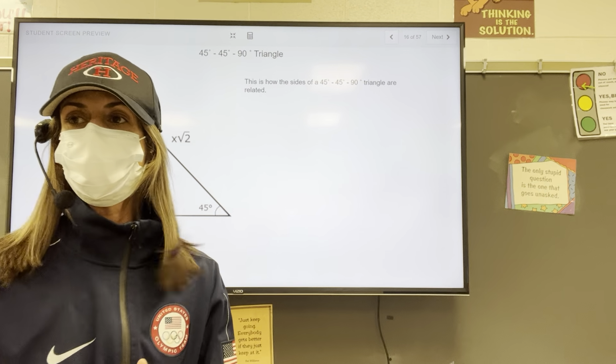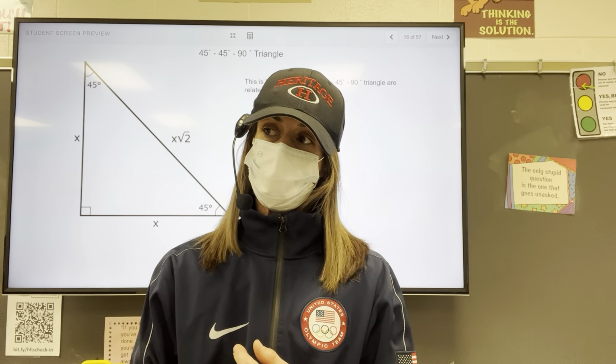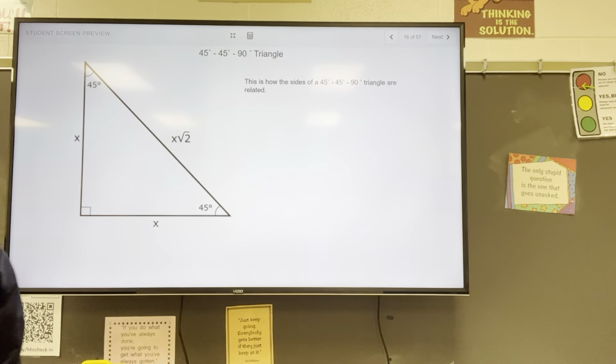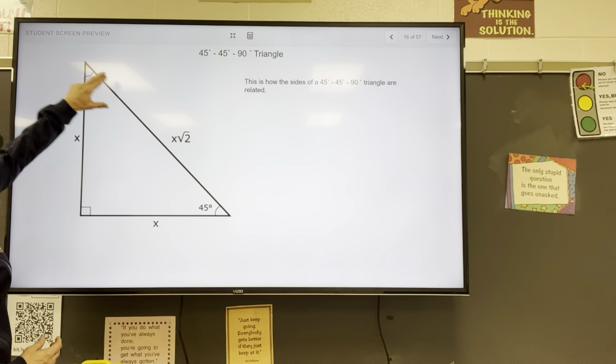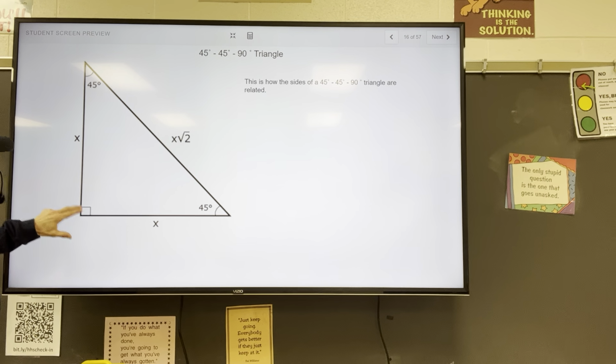So we're gonna start with the 45, 45, 90 triangle. We know that the sum of all three angles in any triangle adds up to 180. Is everyone on slide 17, right? Okay. So 45 plus 45 plus 90 adds up to 180, okay?